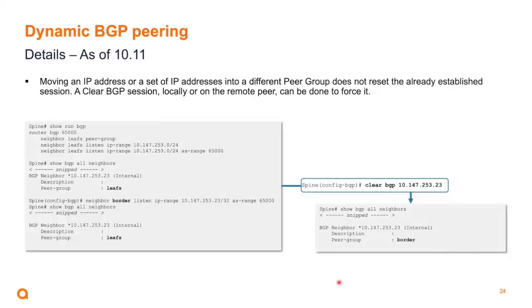Last point of detail, let's say that you want to move an IP address or a set of devices to a new peer group while they have already established their session. It won't automatically reset those sessions. A clear BGP session made locally or on the remote peer, so on the active side, will force them to migrate, as you can see in this example. We have made the change here, but the peer remains in the peer group called leaf. So we have to do a clear BGP, locally on the listener or on the active side, so the remote peer, and automatically it will be migrated to the peer group border.